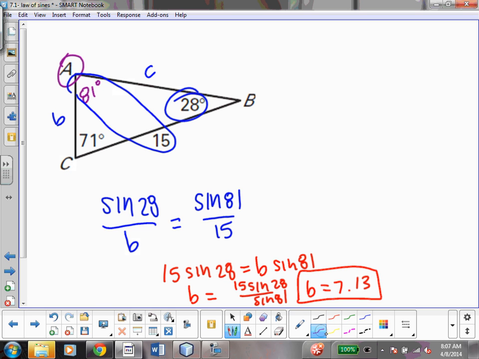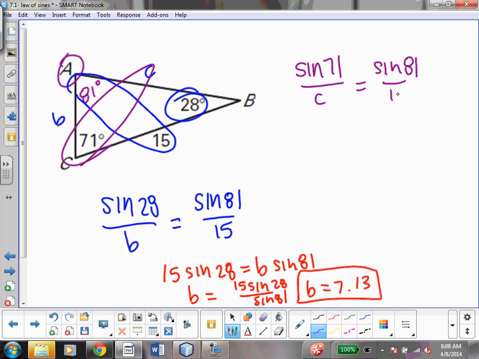Now I can apply the same process to find side c. To find side c, I'll take the sine of 71 over side c equals the sine of 81 over 15. I could have used the side I just found as well. Either way, I'll get the same answer. But the process repeats itself.